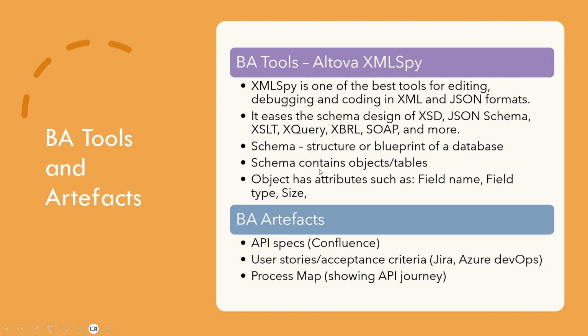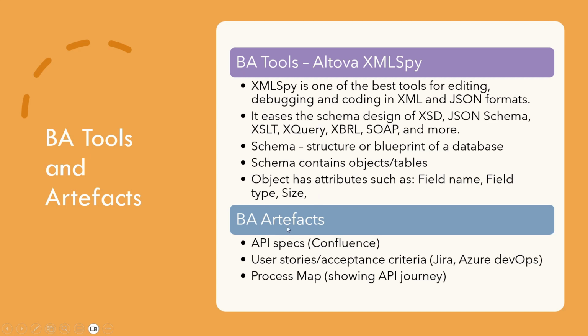Okay, so you can read more about it. As I said, schema is the structure or blueprint of a database. Schema contains objects or tables. When I say object, it's more like tables in an SQL database. Objects have attributes such as field name, field type, and size. These are the kind of things you'll be able to see when you use XML Spy. When you load the schema in XML Spy, you will clearly see the field names, the field type, the size, and the other things, and also validate that schema if there are errors in any way.